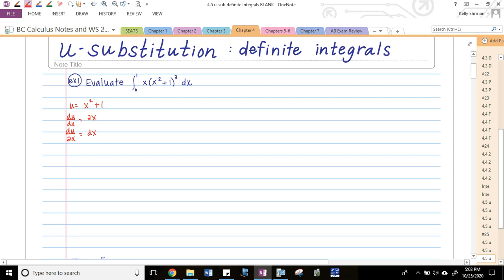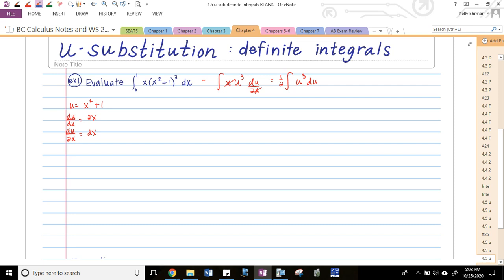Now, before we, well, no, sorry. Let's first look at, I'm not going to put bounds on this yet. Did we take care of everything we needed to? So we have an x, and we have u to the third. And then instead of dx, we have du divided by 2x. So yes, we did get rid of the x's. So we have one half the integral of u to the third du.